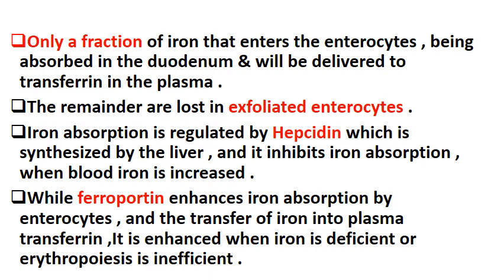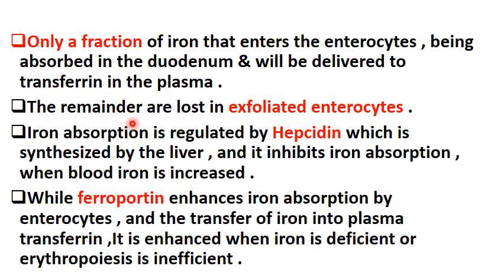Back to the iron metabolism mechanism. Only a fraction of the iron that enters the enterocyte is absorbed in the duodenum by the mechanism that we just discussed and then delivered to the transferrin in the plasma. So, where does the remainder go? It is lost in exfoliated enterocytes.